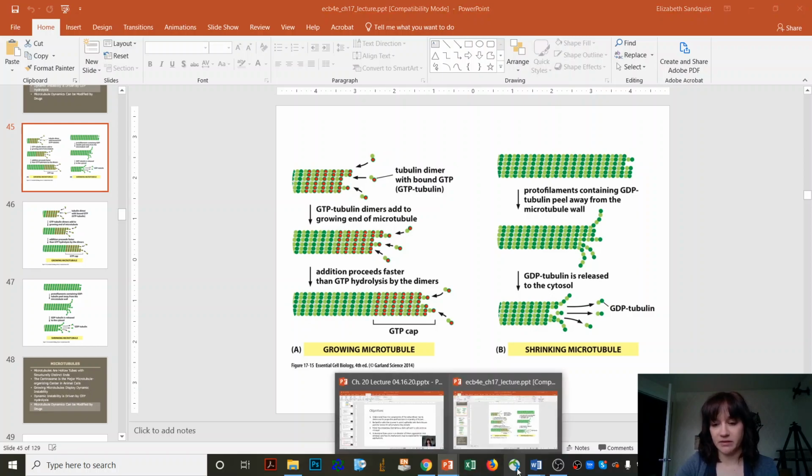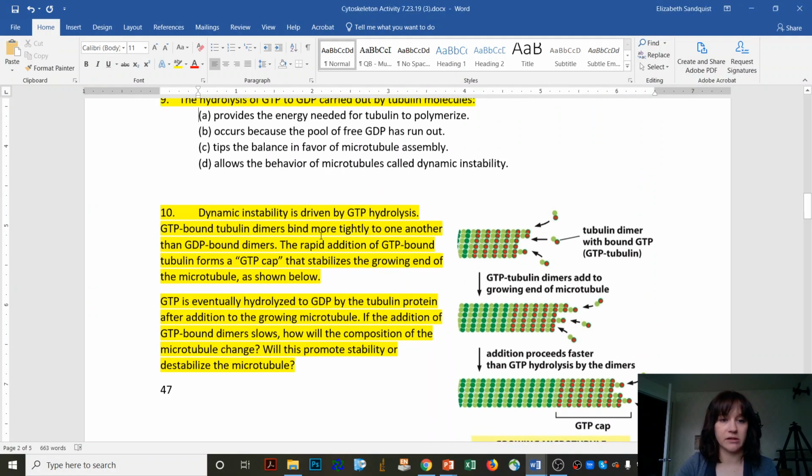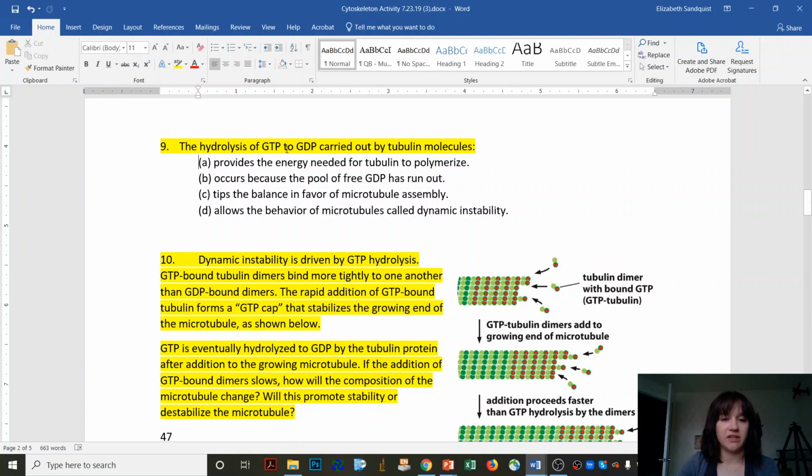So let's go back to our worksheet, right? The hydrolysis of GTP to GDP does what? Does it provide the energy needed for the tubulin to polymerize? No, because it's not that the GTP will only bind once it's converted to GDP, right? It's not like it needs energy to polymerize. They polymerize and then later they lose that phosphate group. Question 2 doesn't really make sense, all right?